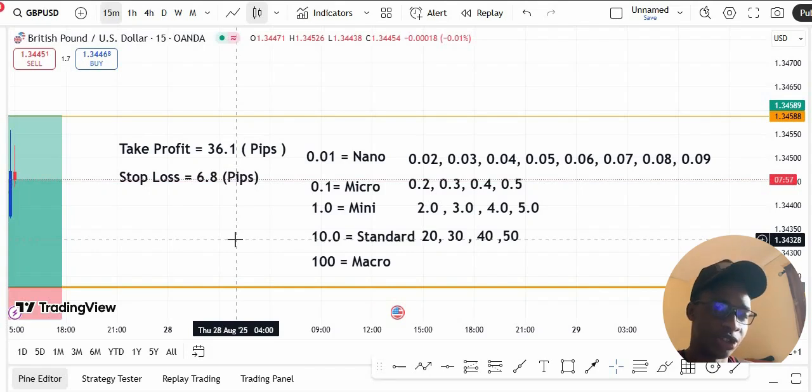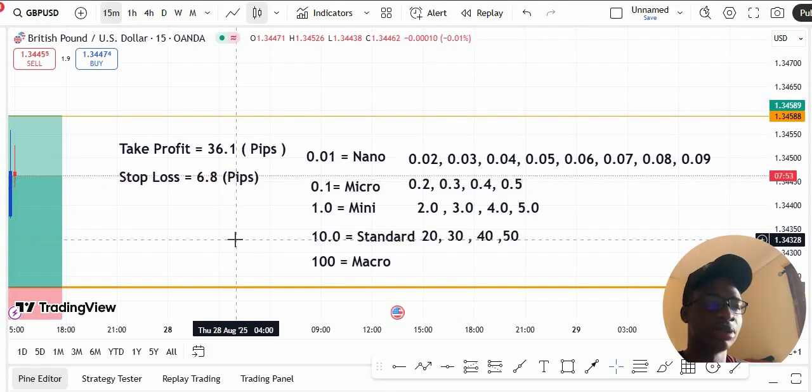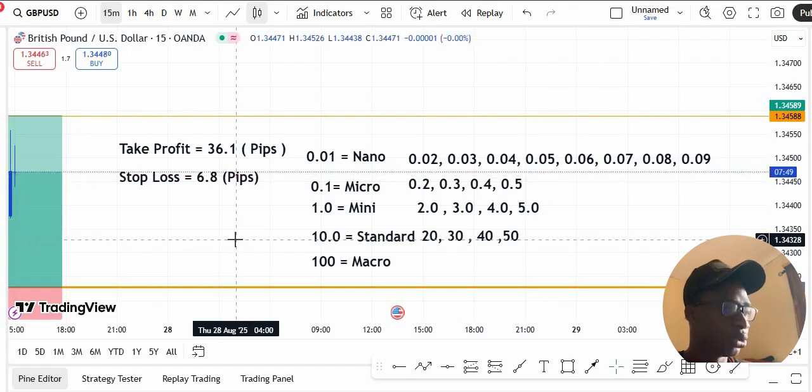Then 2.0 is going to be 1 pip, $2. 2 pip is going to be double of it, 2 times 2 is going to be 4. 3 pip, 3 times 2, $6. That's how it's going to be going.